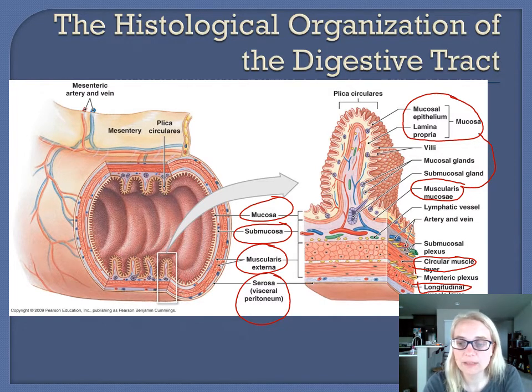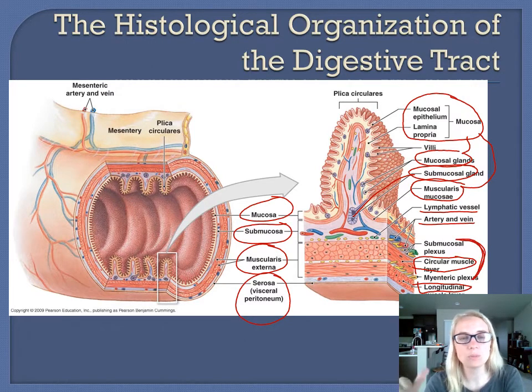And then here are some glands. You might have some glands associated with the mucosa. Here are our submucosal glands. These are going to be associated with that dense, irregular connective tissue layer. And then we're just labeling, there are some lymphatic vessels, some blood vessels, and then we have some nerve plexuses. Submucosal just means it's sandwiched between the submucosa and muscularis externa. The myenteric is nerves sandwiched between the circular and longitudinal layer.